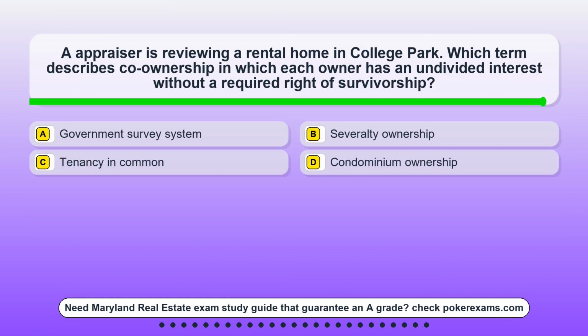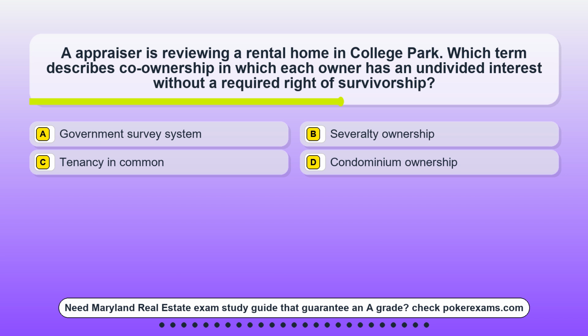Question 24. An appraiser is reviewing a rental home in College Park. Which term describes co-ownership in which each owner has an undivided interest without a required right of survivorship? Option A, government survey system. Option B, severalty ownership. Option C, tenancy in common. Option D, condominium ownership.